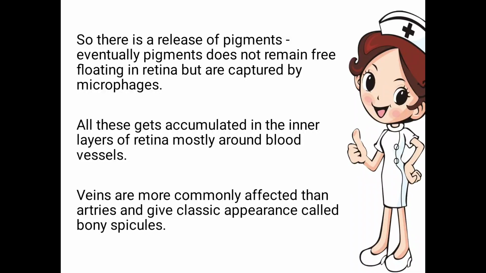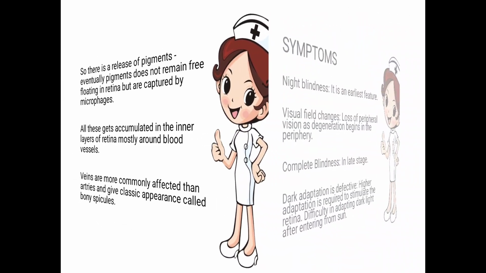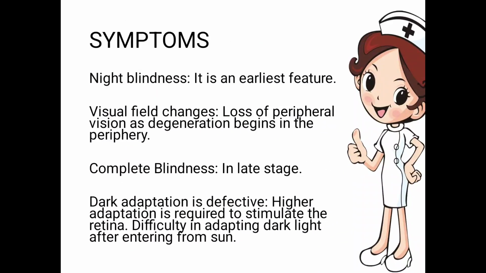Veins are more affected, so the classical appearance, or the sign, of retinitis pigmentosa is those black things present around the veins.